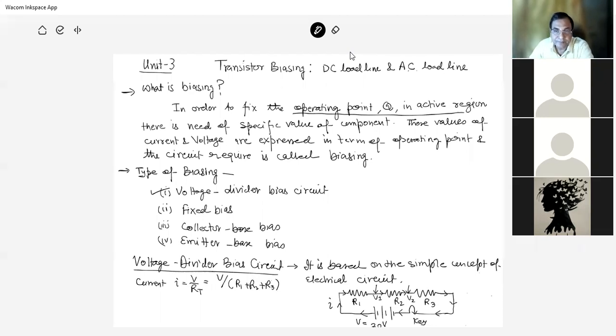V1 वोल्टेज निकालना हो तो what is V1? V1 is R1 into I. और V2 is R2 into I. ये दो वोल्टेज हो जाएगा इस सर्किट में.